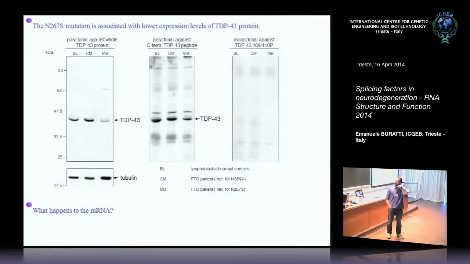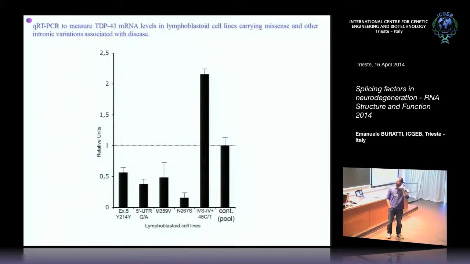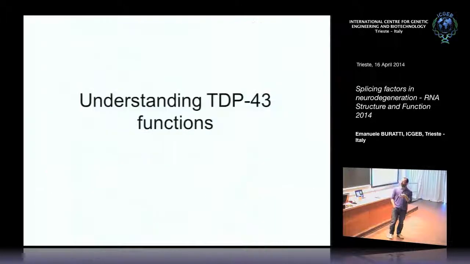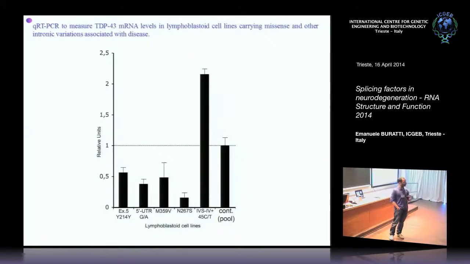But if you look at another mutation that we found, N267S, then you see that also by Western blot, in these lymphoblastoid cells, the level of Tdp-43 expression was very much decreased with respect to the control. And this was actually true not just at the protein level, but at the mRNA level. And so what we are now trying to do is to understand how these mutations work, right? Once you know the name, you look for the mutations, and then you can start to see what these mutations can mean in the context of the pathology.